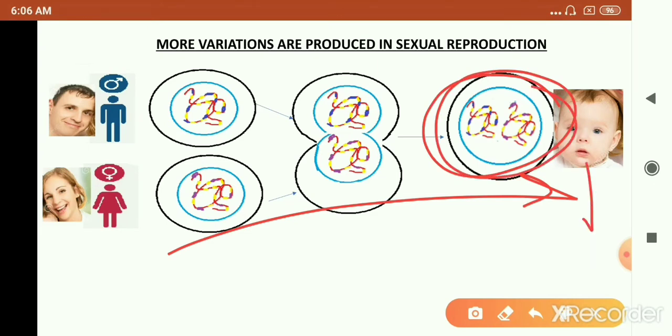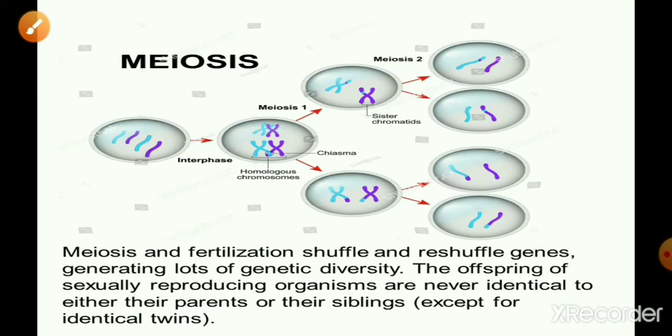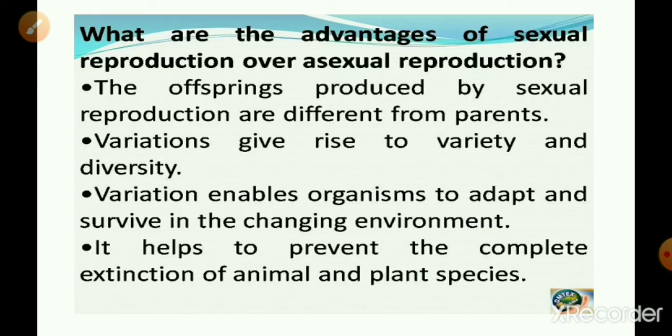And since the young one acquires genetic material from two parents, the young one will not be an exact copy of either parent. Rather, it will have some features of both parents and some new features as well, right? So more variation is produced during sexual reproduction, in organisms that reproduce sexually.